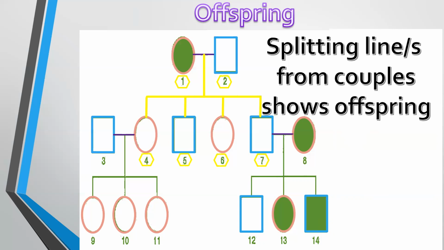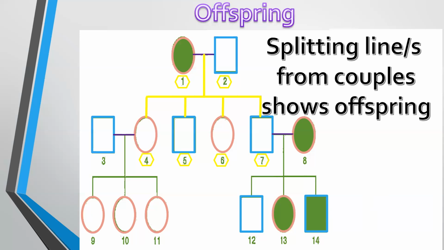In the same row as 4, 5, 6, and 7, we have number 3 and 8. So those are not the children of number 1 and 2, but they are the individuals that are married to their children. So number 3 is their son-in-law, the person that's married to their daughter, number 4. Number 8 is the female that is married to their son, number 7.